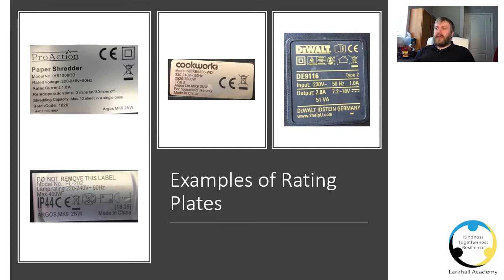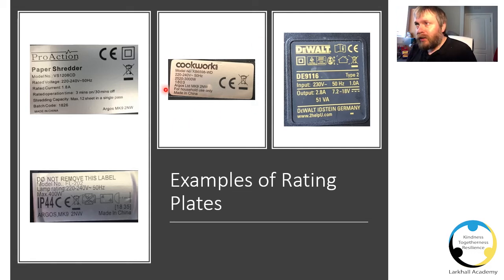Here are some examples of rating plates. Up at the top we've got a paper shredder, and it's got the voltage, the current, and some various other information that's not necessarily hugely important for what we're talking about. This is just specific instructions regarding the operation of the device.